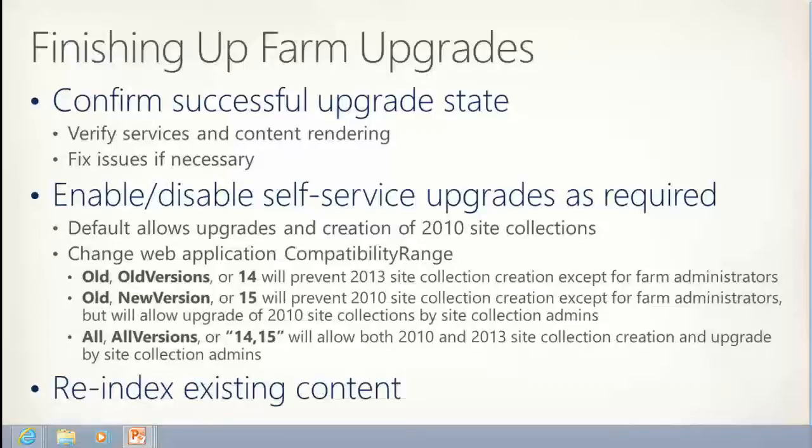Now, last piece here is if you do want to get rid of the ability to self-service upgrade, I will be covering it in more detail on Wednesday. But here at just a high level are the compatibility range values that you would set to have some control over this. And lastly, search itself. You should re-index the content after you're finished. The 2013 search can index 2010 content farms, but once the content databases are upgraded to 2013, you really do want to go through and re-index those again so it can pick up some of the new properties and other things that it's aware of natively.